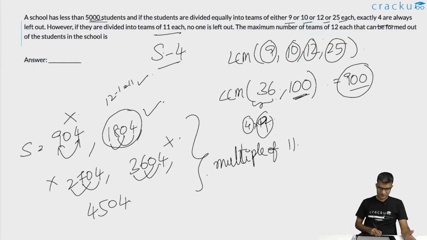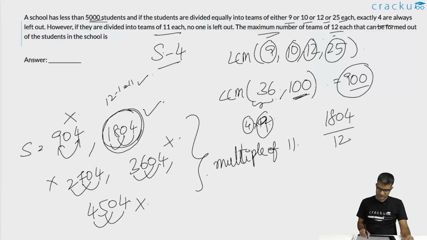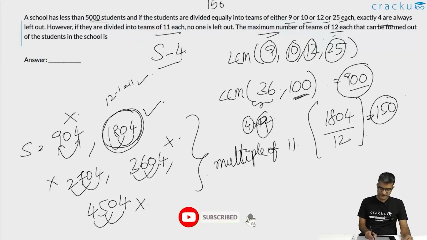In the last case, 4 plus 0 is 4, 5 plus 4 is 9. The difference is 5. So, this is not a multiple of 11. The only number which is a multiple of 11 is 1804, which will be the number of students in the school. Now, if they are divided into teams of 12 each, the maximum number of teams that can be formed is the value of 1804 divided by 12, the integer value of it, which is equal to 150. So, the answer for this question is 150.